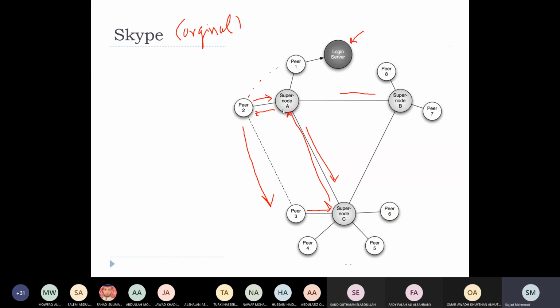Is this clear how this is different from the first two ones? Yes. Cool. Alhamdulillah.